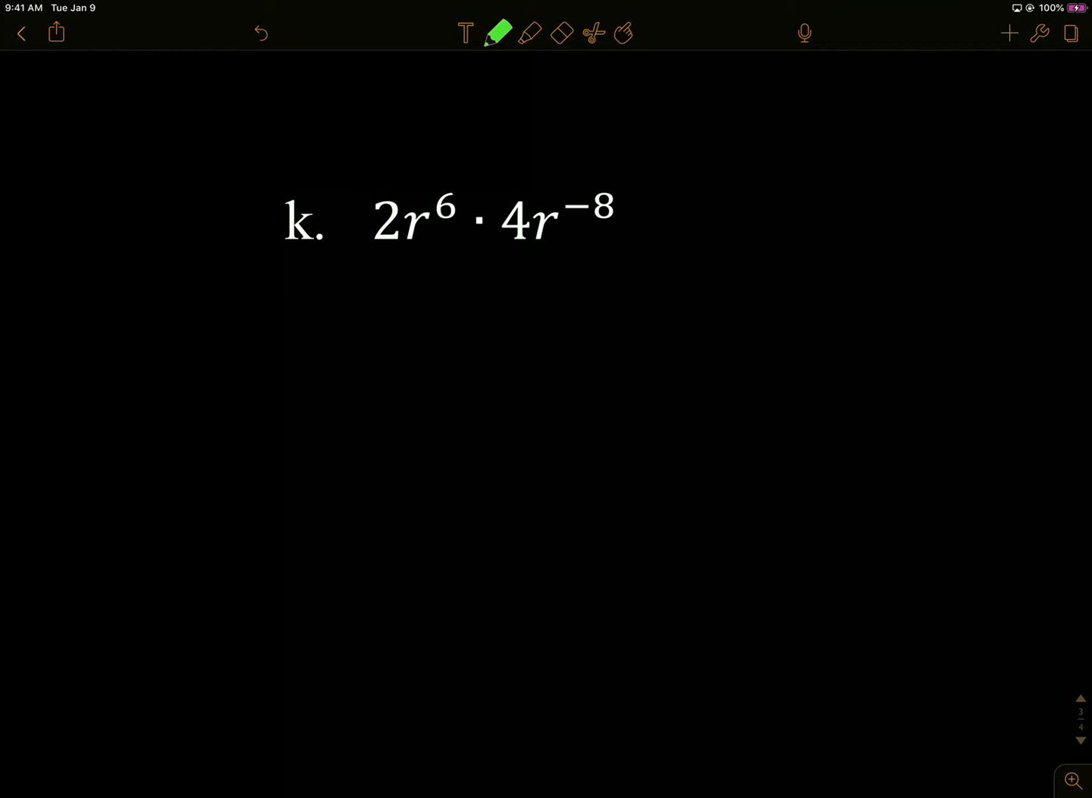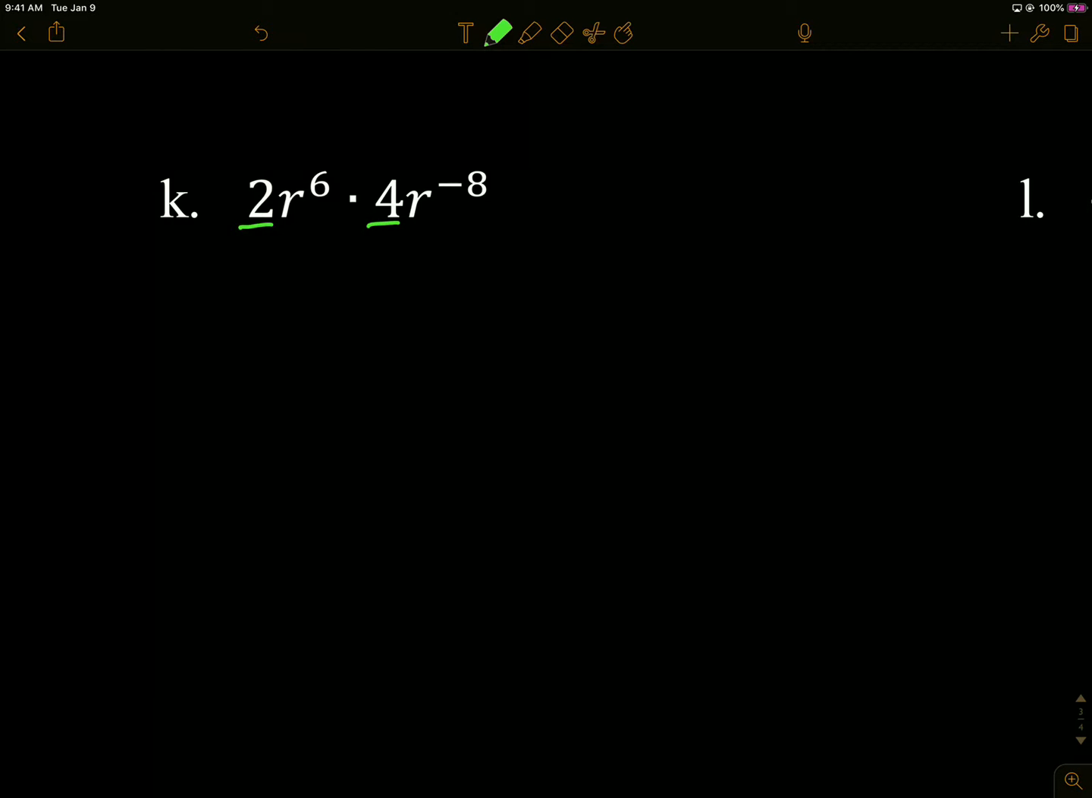All right, let's do this guy. So I see there's a couple ways, again, that you can go about this. I see that I can multiply the 2 times the 4 and get the 8. Now I can multiply the r to the 6th times the r to the negative 8th. So I'll get r to the negative 2.